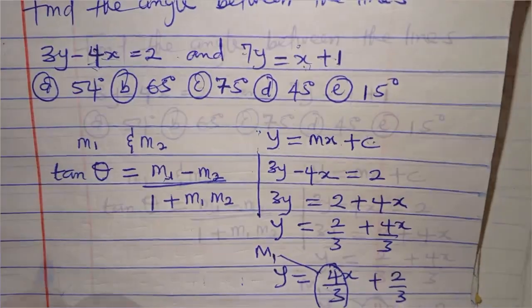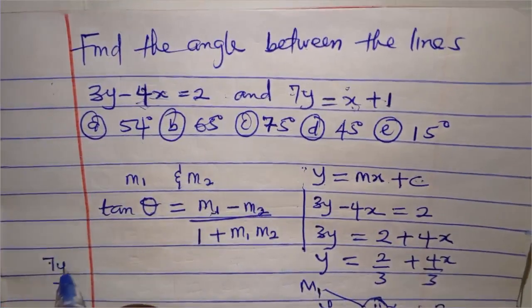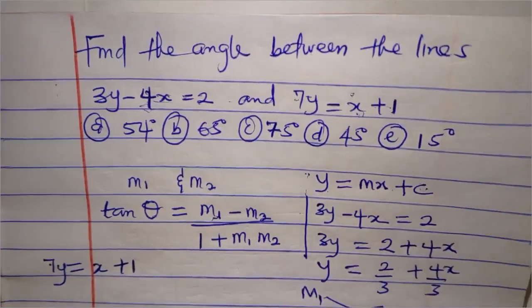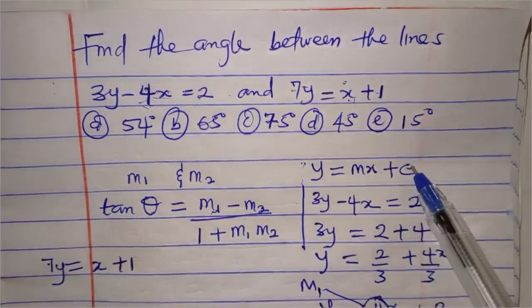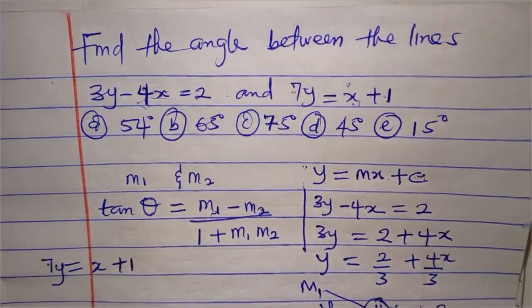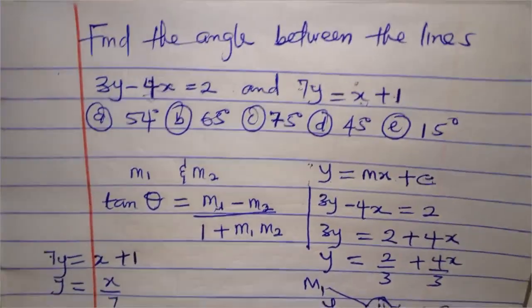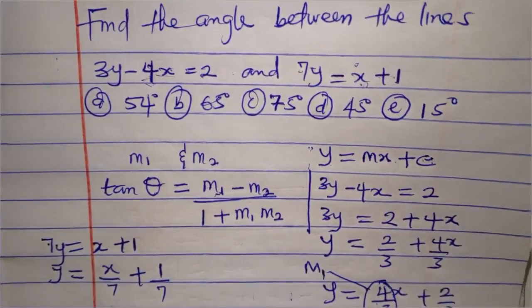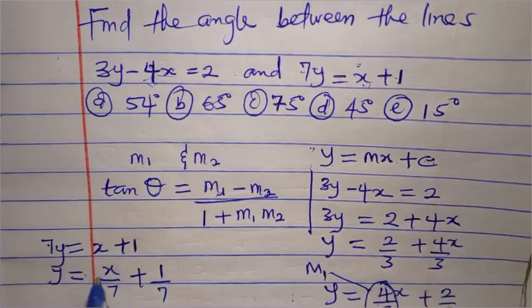What is m2? The equation of the line is 7y equals x plus 1. So let's make y the subject of the formula. Let's write it in the same gradient-intercept form. So y is simply equal to x all over 7, dividing both sides by 7, plus 1 all over 7. So the coefficient of x here, which is 1 over 7, is the gradient of this line.